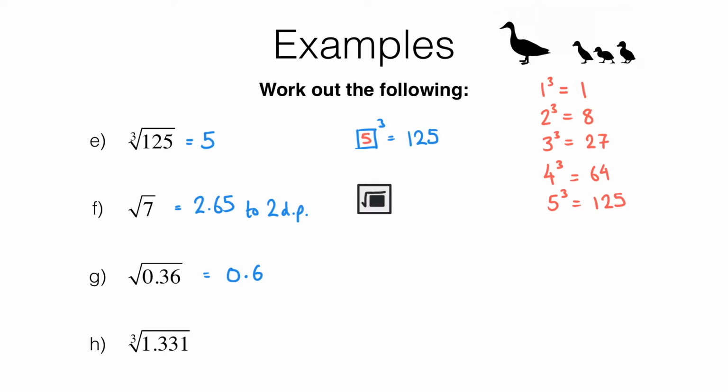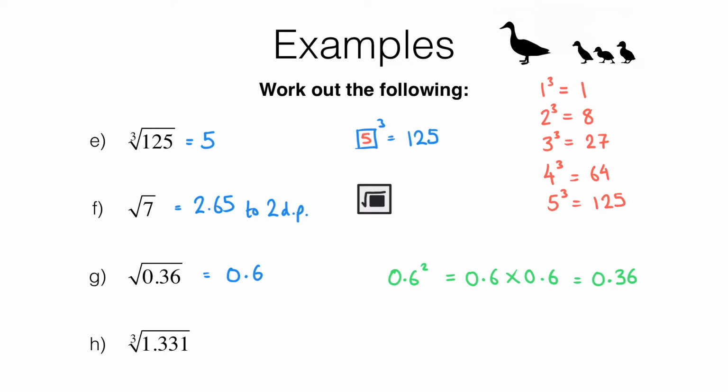To check if this makes sense, remember what this means. If the square root of 0.36 is 0.6, that means that 0.6 squared should equal 0.36. Let's just check that out. 0.6 squared means 0.6 times 0.6. And if you remember how to multiply decimals, you'll remember that that is going to give us 0.36. So we know that this is correct.